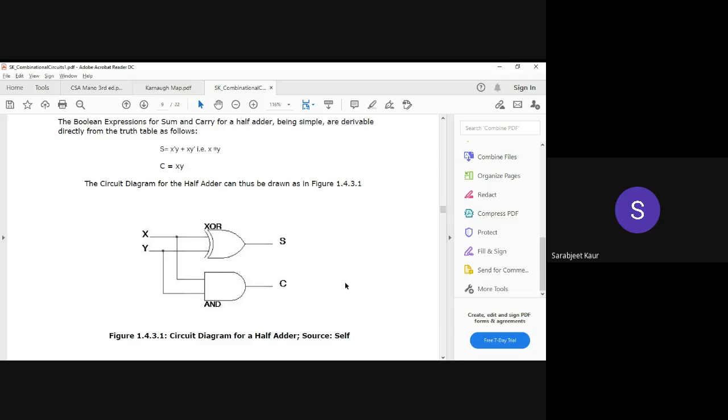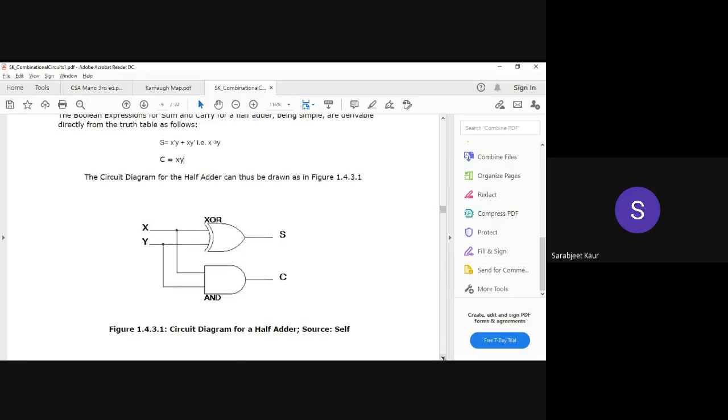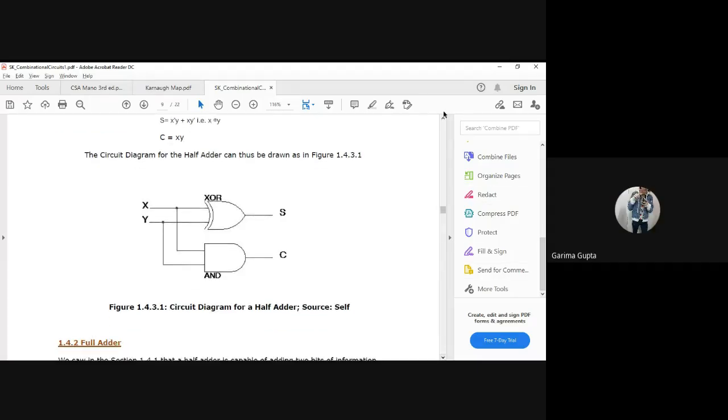Is this clear? Yes, ma'am. If you are told to design any combinational circuit, you are going to perform all these steps and show all these steps. Is this clear? Right? Yes, ma'am.